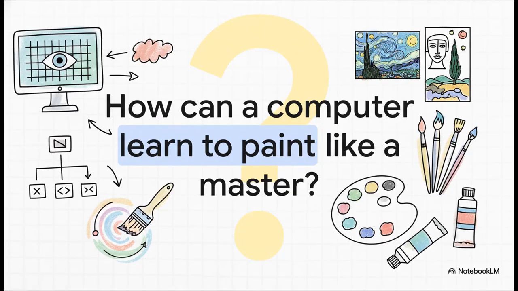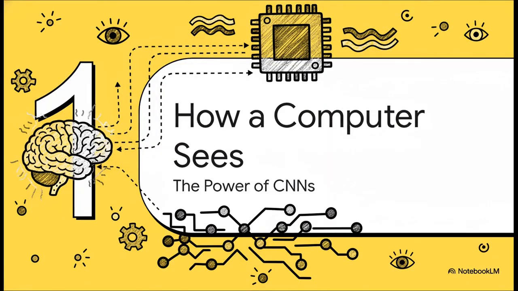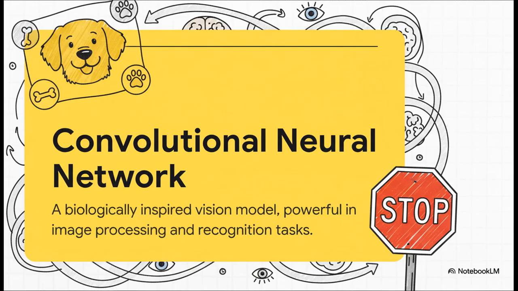Right, so how can a computer, which is all about logic and code, learn something as human and subjective as artistic style? To get that, we first have to understand how a computer learns to see anything at all. The tool behind this whole magic trick is a really powerful type of AI that's actually inspired by our own brains. It's called a convolutional neural network, or a CNN for short. Now, these things are the absolute superstars of image recognition. A CNN is what lets your phone find all the pictures of your cat, or helps a self-driving car tell the difference between a stop sign and a tree.